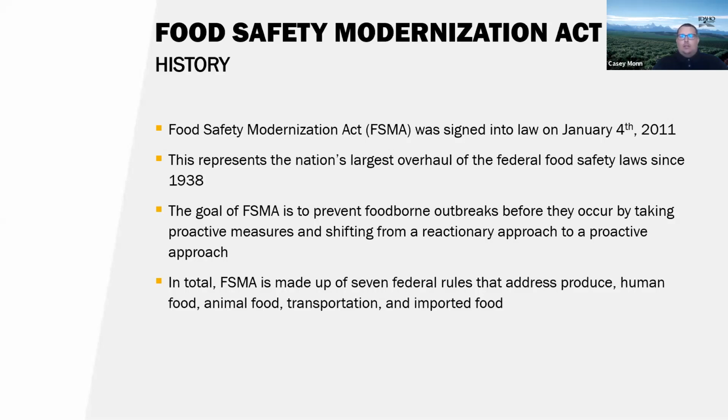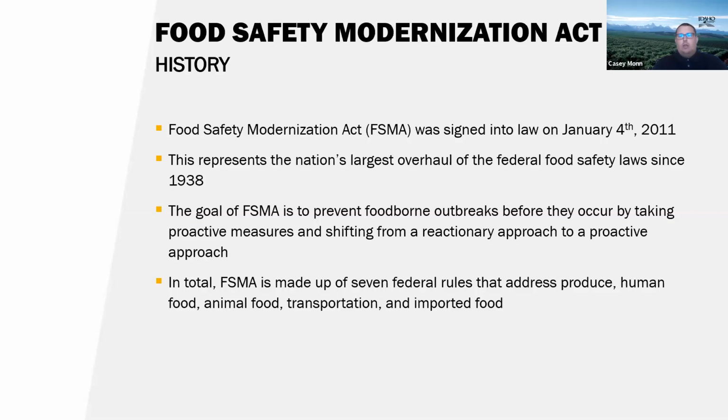The act involved really diving in and doing studies, trying to move from a reactive foodborne outbreak society to one that is a little more proactive in preventing foodborne illnesses from becoming an issue. And that's where we get into the overall goal: to be proactive, to have measures in place so that we're not reactionary, asking how did we get to this point, but instead asking how do we prevent this from becoming an issue. In total, FSMA is made up of 7 federal rules that address our food and society in general.